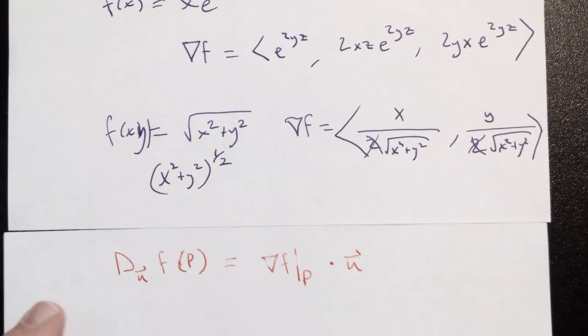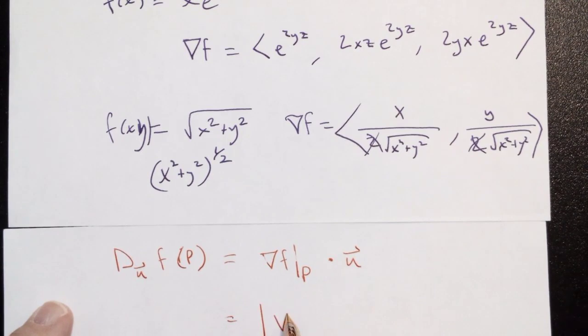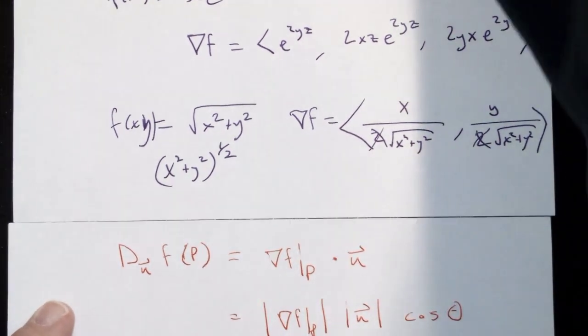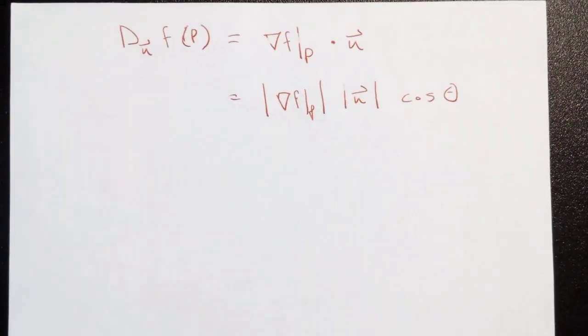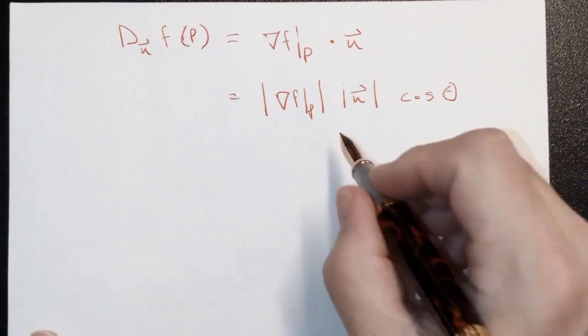Well, if I do that same thing here, that would be the length of the gradient times the length of our vector times the cosine of the angle. Wait a second. What do I know about the vector u? The length of it is 1. It's a unit vector.